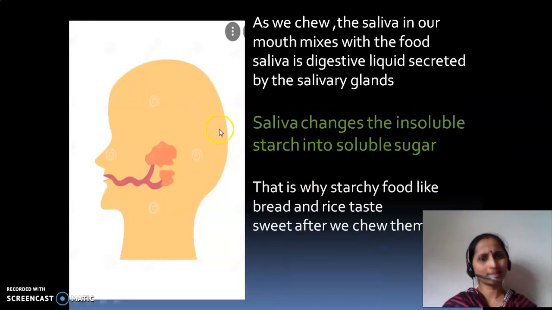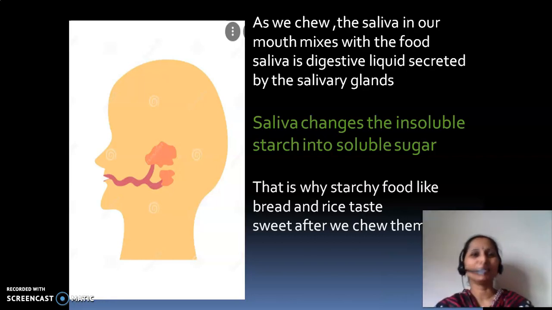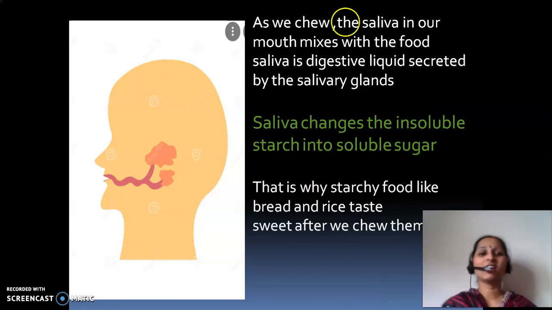As we chew, the saliva in the mouth mixes with the food. What is this saliva actually? Children, have you ever observed that when you are offered your favorite food, your mouth will water? That is what we call saliva, which is secreted from the salivary glands. But what is the role of this saliva in digesting our food? Let us see. Saliva changes the insoluble starch into soluble sugar.